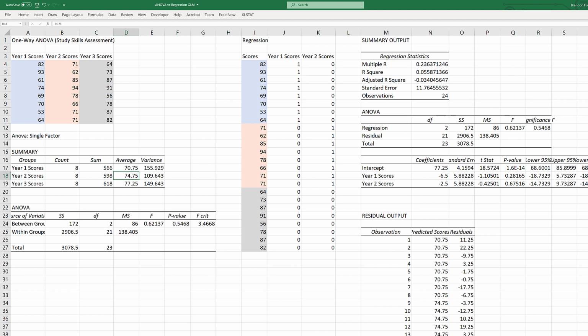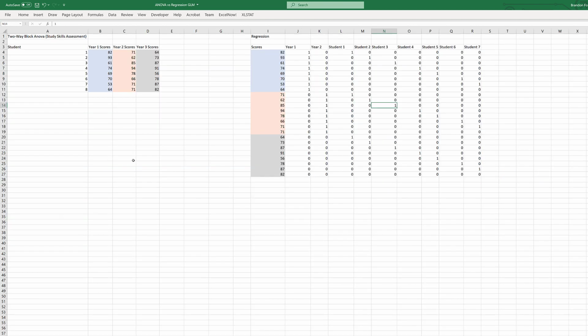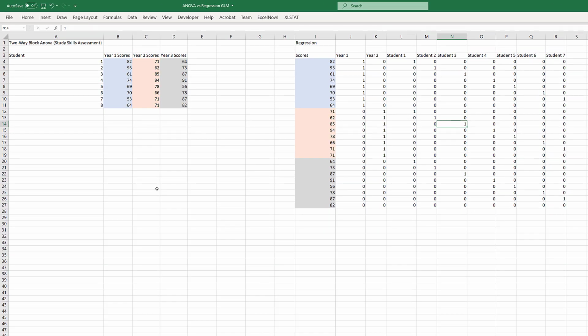Now let's do the same thing for the two-way block ANOVA. So here's our two-way block ANOVA. The one difference here is that we're going to assume that we have the same student across 3 years. So student is the blocking variable. So in this case, we have 8 students, and we're measuring their study skills assessment over the course of 3 years. I'll take a minute and look at how we coded that on the regression side.